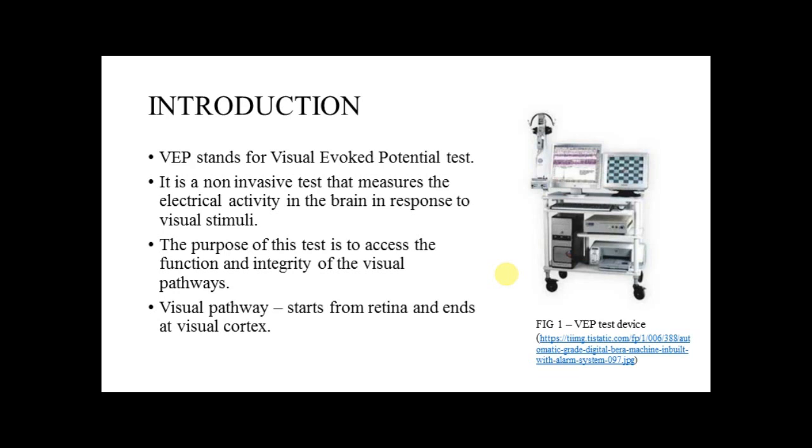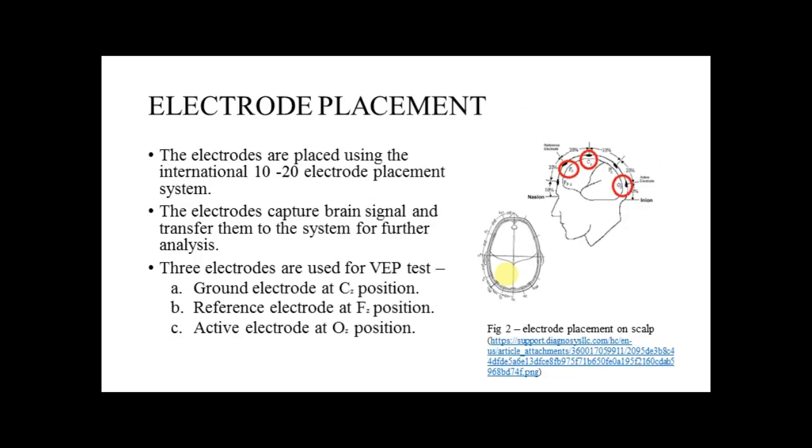Second, the purpose of this test is to assess the function and integrity of the visual pathways. As we all know, there are visual pathways which connect our eyes to the brain. So from this test we can assess the function and integrity of these visual pathways. The visual pathway starts from the retina of our eyes and ends at the visual cortex, which lies right behind and above our hindbrain.